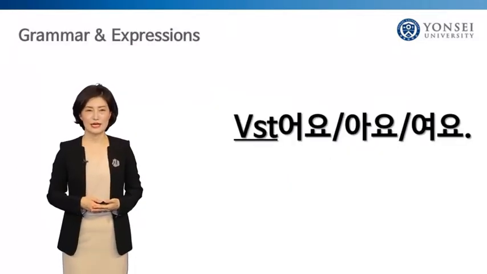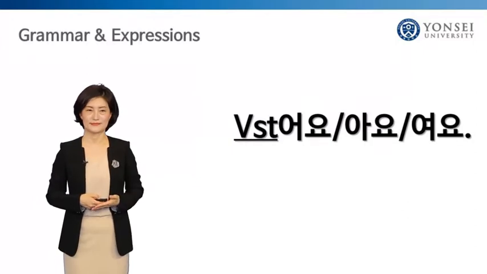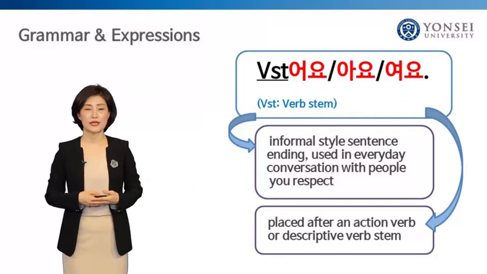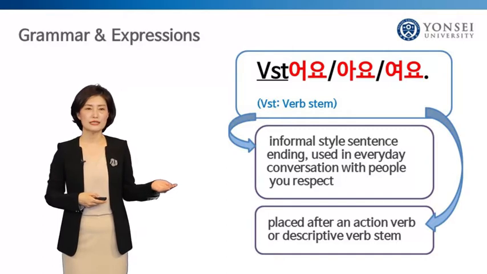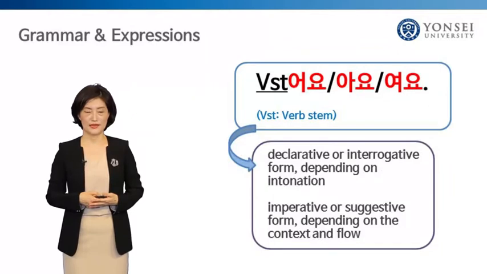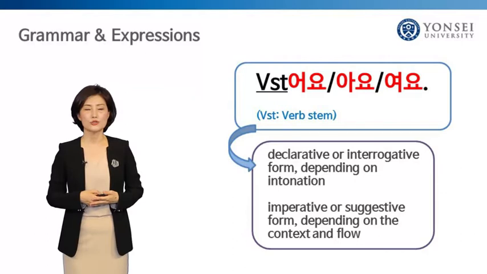Very good. Now let's study today's grammar, the final ending of a sentence, verb stem 어요, 아요, 여요. This is an informal style sentence ending that is placed after an action verb or descriptive verb stem. This form is used frequently in everyday conversation with people you respect. Depending on your intonation, it can be used in the declarative or interrogative form. And depending on the context and flow, it can also be used in the imperative or suggestive form.